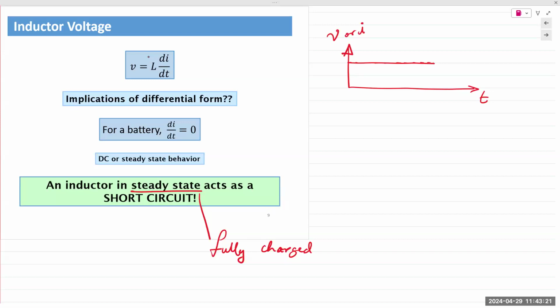AC voltage or current is constantly changing with respect to time. The value of the input current constantly changes. So when the input current constantly changes, there is constant opposition from the magnetic field of the inductor.